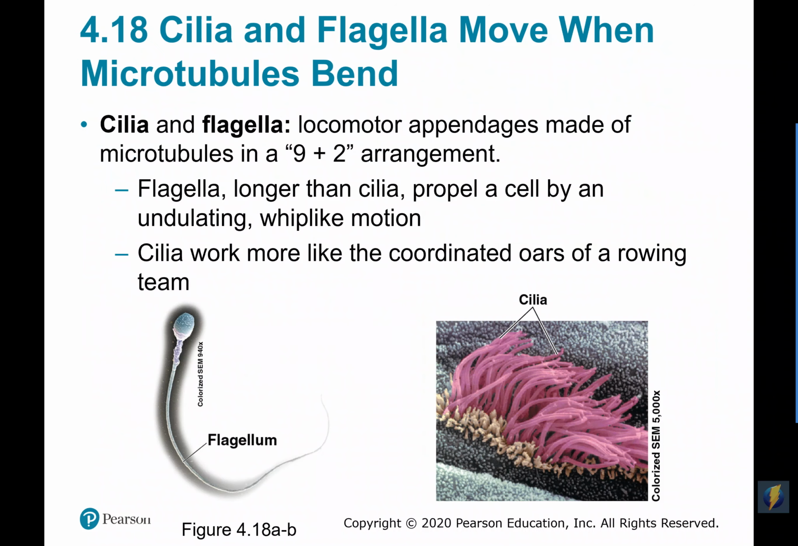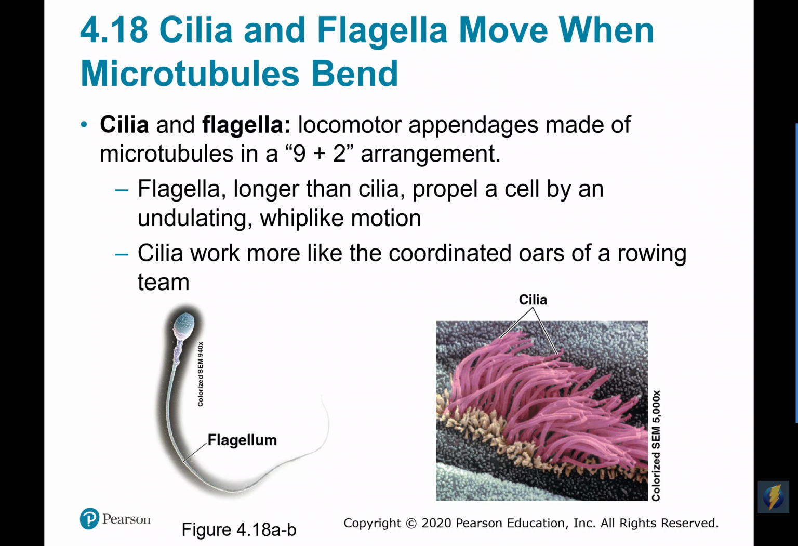So let's talk about some surface structures. 2 of them are locomotor appendages, so used for movement. These are cilia and flagella, flagellum singular, cilium singular. These are composed of microtubules. The flagella is longer, with a whip-like motion. The cilia kind of work together. If you've ever watched a crew team, a rowing team, when they row together, the cilia work like that.